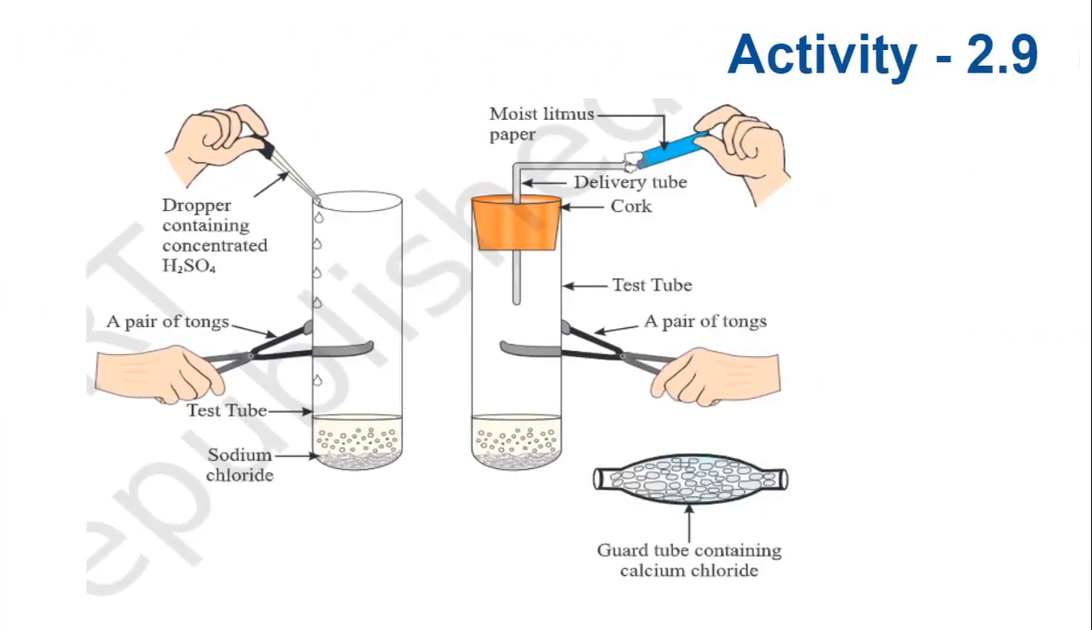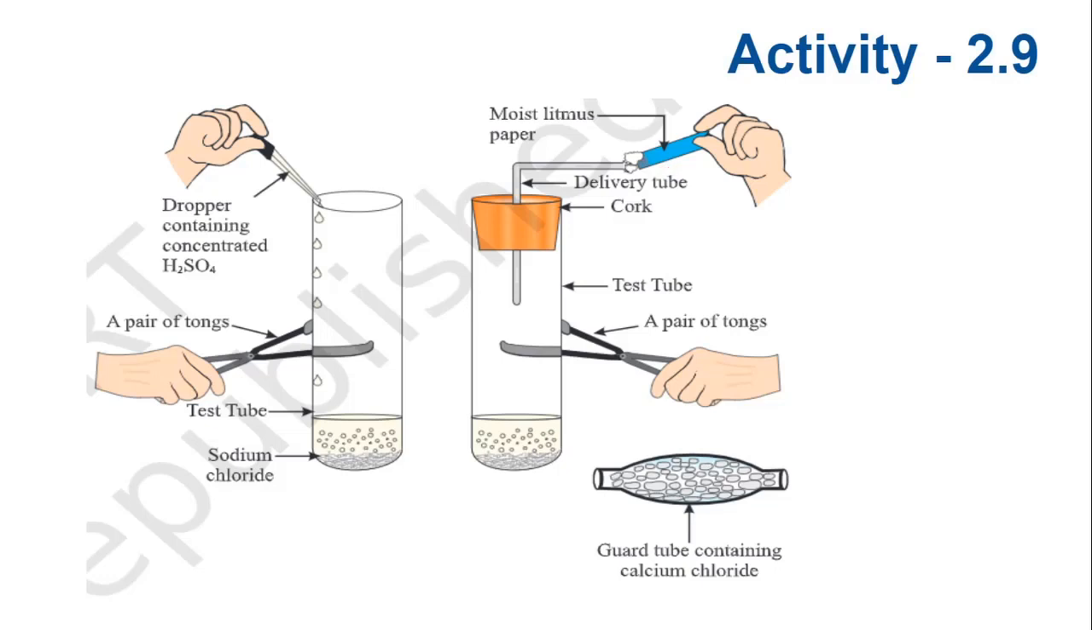Here is the figure for the activity. From this figure, you can observe the things that we need to perform the activity. We need two test tubes, a pair of tongs, the delivery tube, the cork, and the litmus paper. So these things we need to perform the activity. Now, let us start the procedure of this activity.